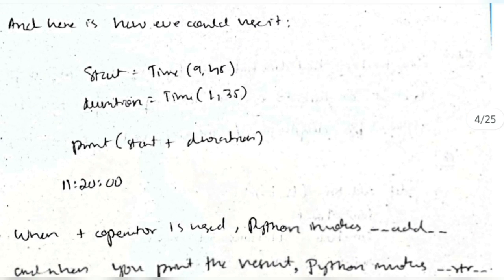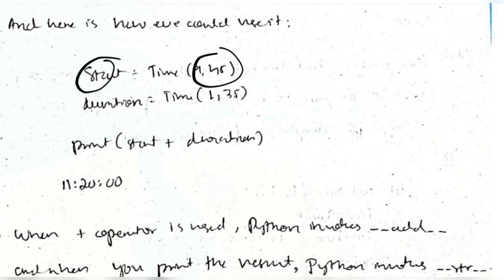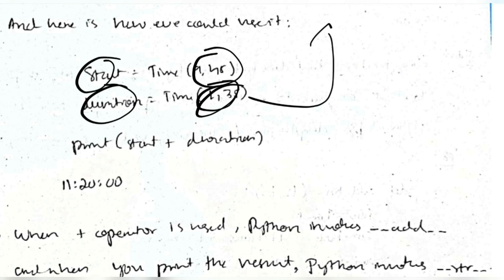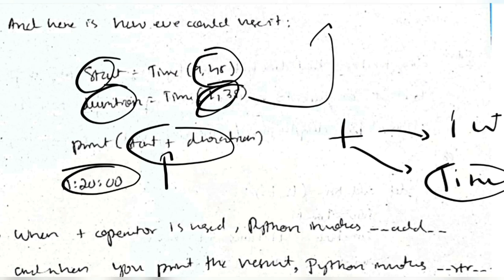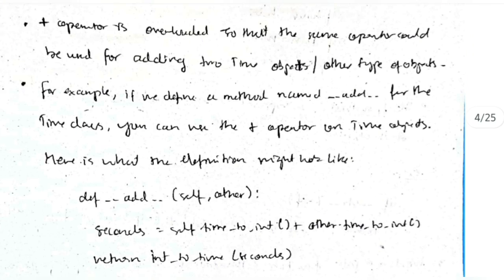For example, this also you have to write in the exam. Start time is 9:45, and the duration is 1:35. If I started a football match at 9:45 and the match is going to be 1 hour 35 minutes, at what time is it going to end? If I want to know that, I'll define that function here and add using the plus operator. Then I'll get the result here: at 11:20 it will end. So the plus operator is just used for int; you are defining it to support the time class also. That's what plus operator overloading is.